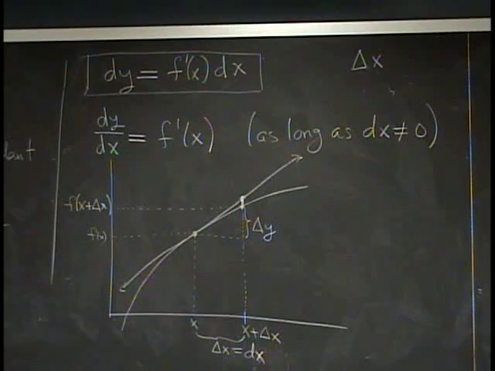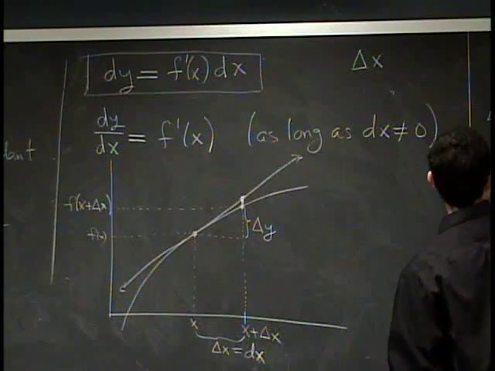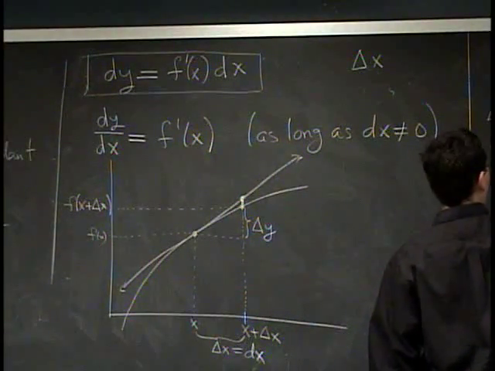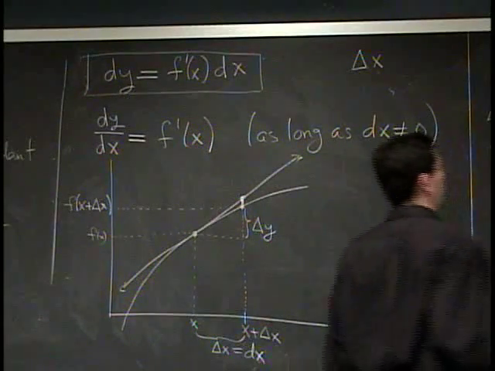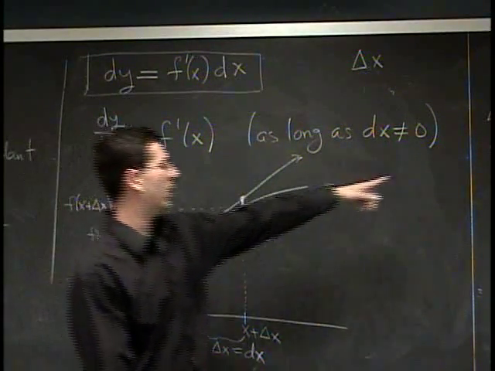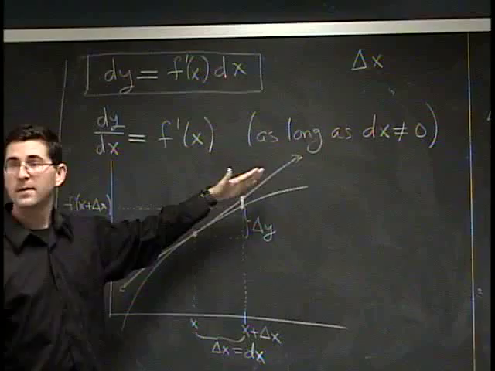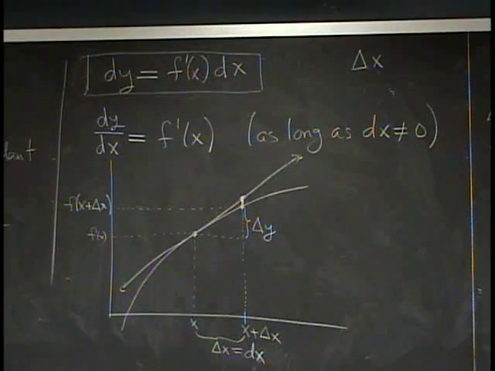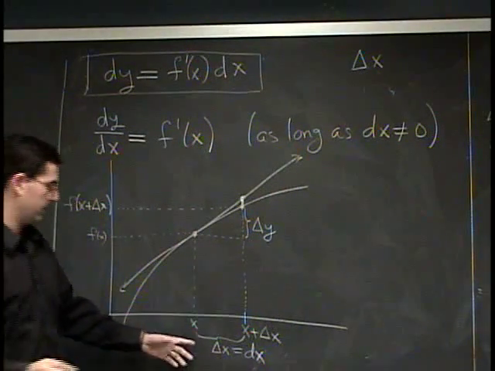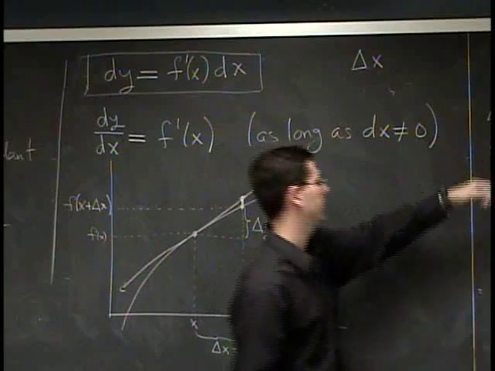What's dy? Well, let's see. Delta x equals dx, and dy is defined as the derivative times dx. Now, what is the derivative at this point, x? Well, it's the slope of this tangent line. So that means that as I go from here to here, how far am I going up? Well, the slope of this line.